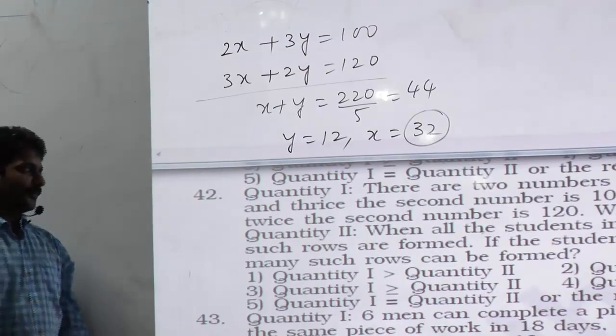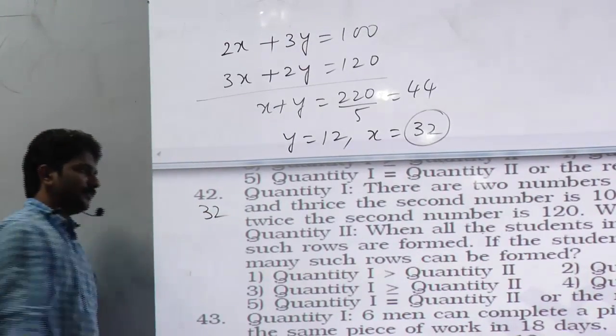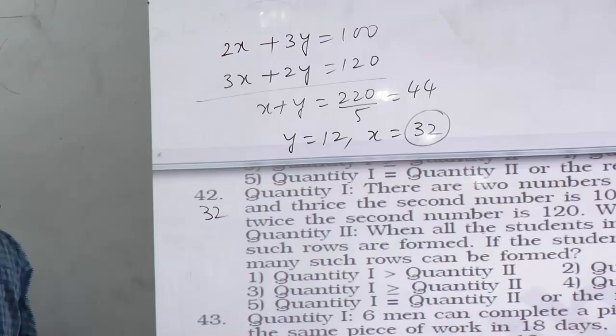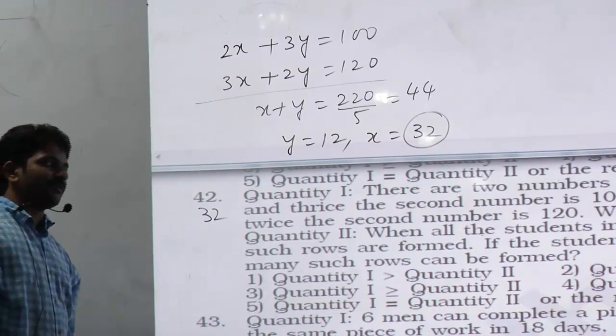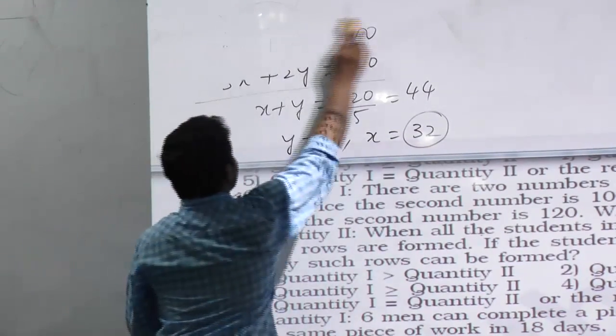Next, quantity 2. Quantity 1 is 32. Next, quantity 2. When all the students in a school are made to stand in rows of 54, 30 such rows are formed. So how many students are there in the school?